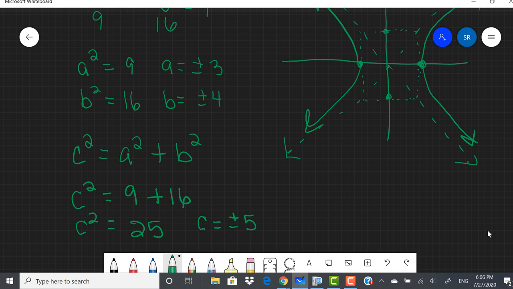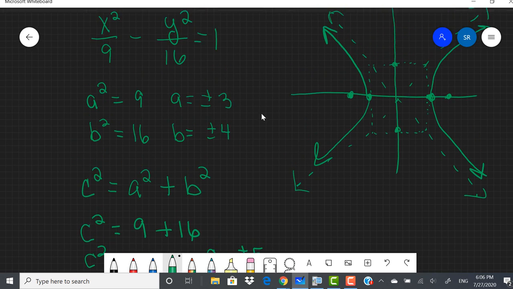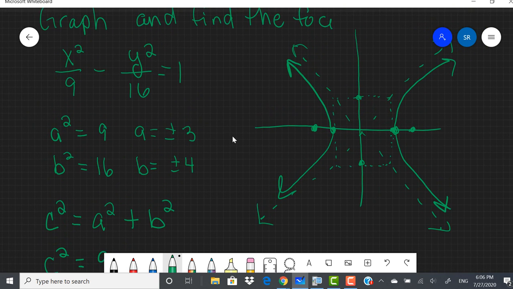So you'll notice we came over here, 3, 4, 5. So focus on this side, 3, 4, 5, 2 more units over there. So that is how we graph our hyperbolas.